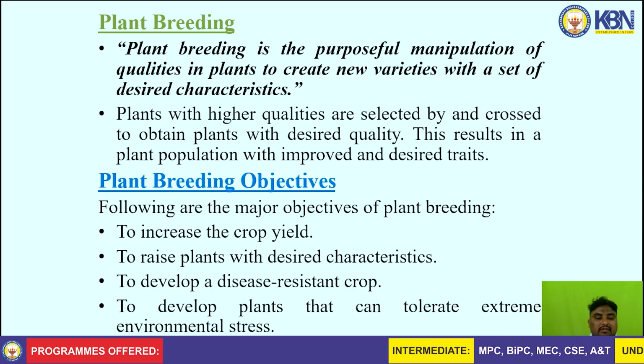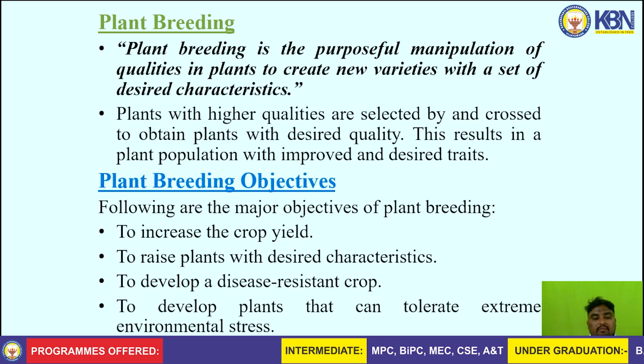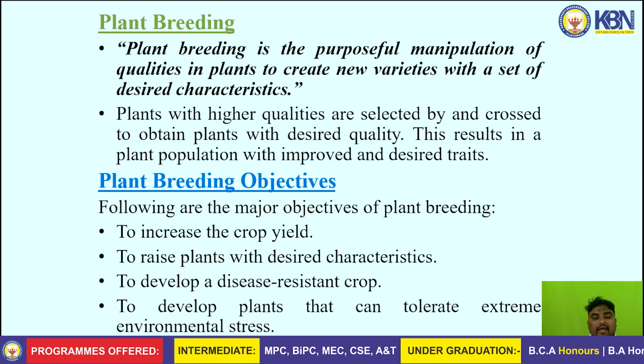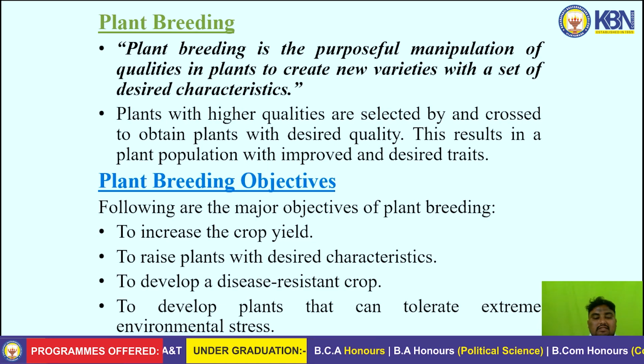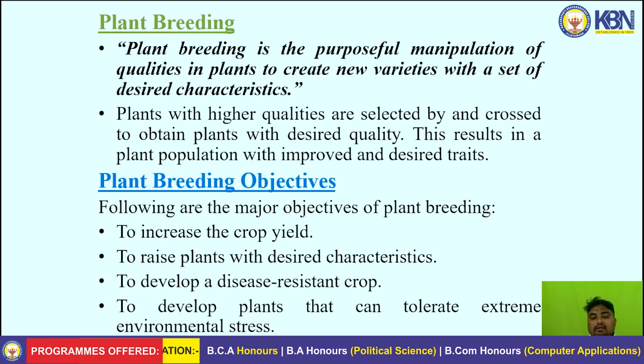Plant breeding objectives. The following are the major objectives of plant breeding: to increase the crop yield, to raise plants with the desired characteristics, to develop disease resistant crops, and to develop plants that can tolerate extreme environmental stress.